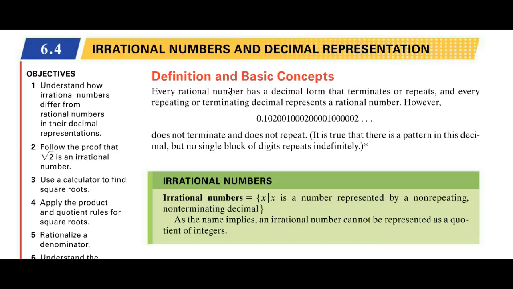Now, we did define earlier what a rational number was. You may recall it's a fraction in decimal form that terminates or repeats. But there are some numbers on the number line that in their decimal form do not terminate and do not have a repeating pattern. So these are the irrational numbers. And the definition is right there. So let's go on and look at some examples.